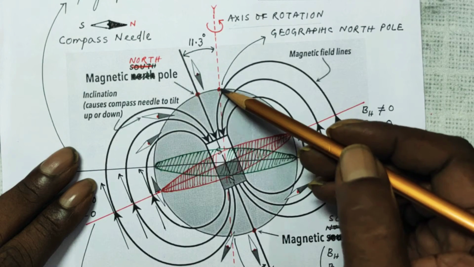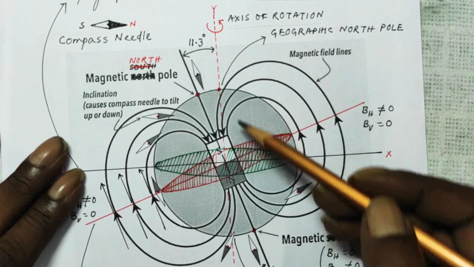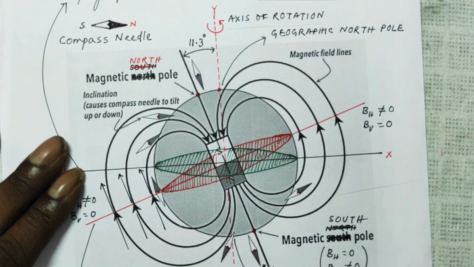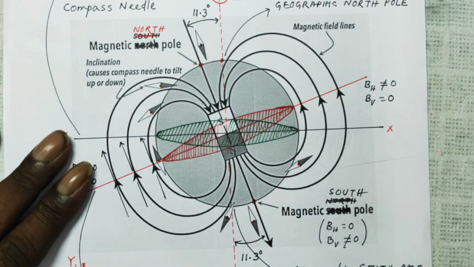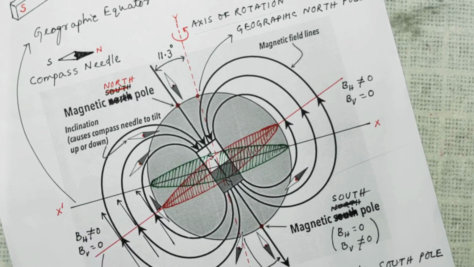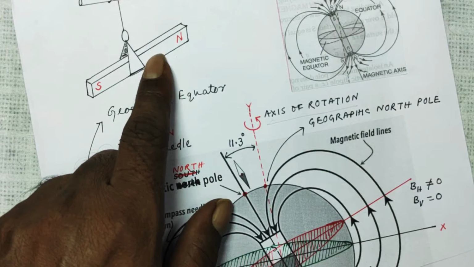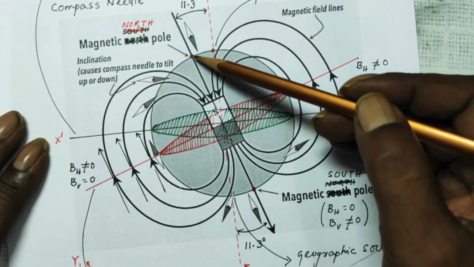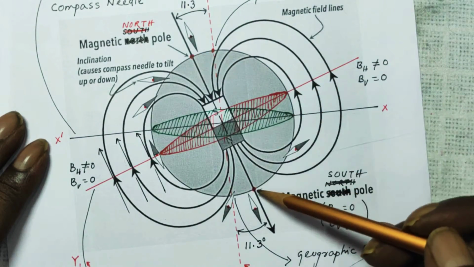Now, this geographic north and this geographic south are fixed. This is a fixed point on the Earth. So this is the axis of rotation of the Earth, and the Earth is rotating about this axis once every 24 hours. Now, if you suspend this bar magnet freely anywhere on the surface of the Earth, excepting this point and this point, I will tell you what is this point and what is this point.